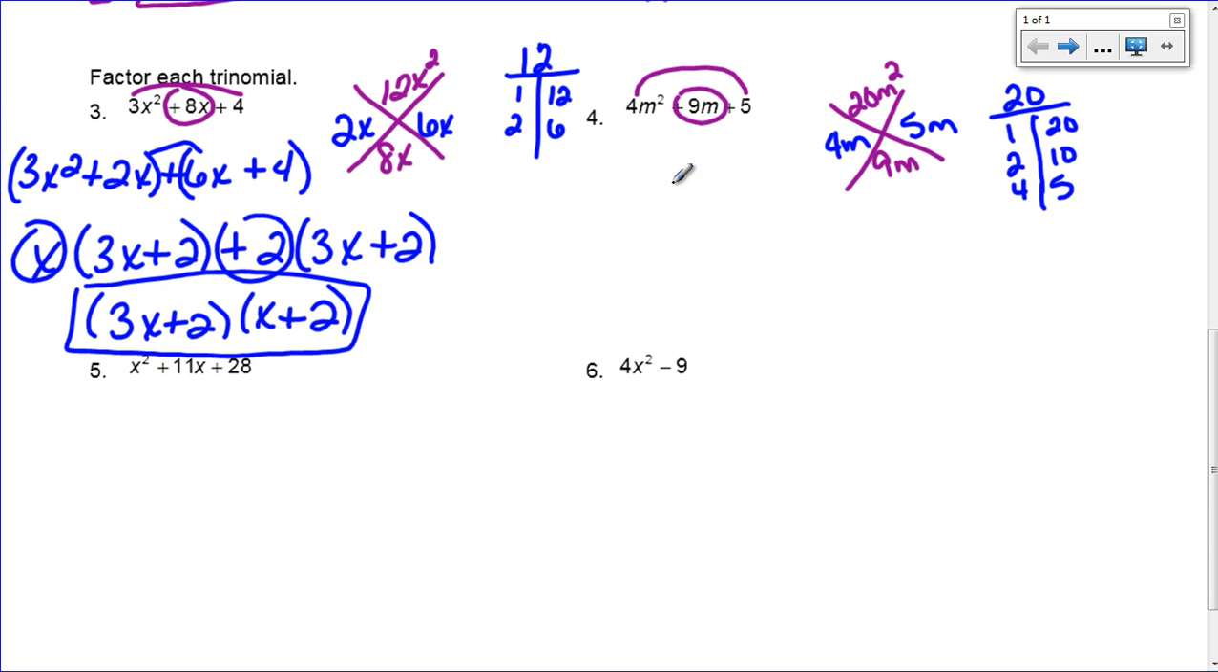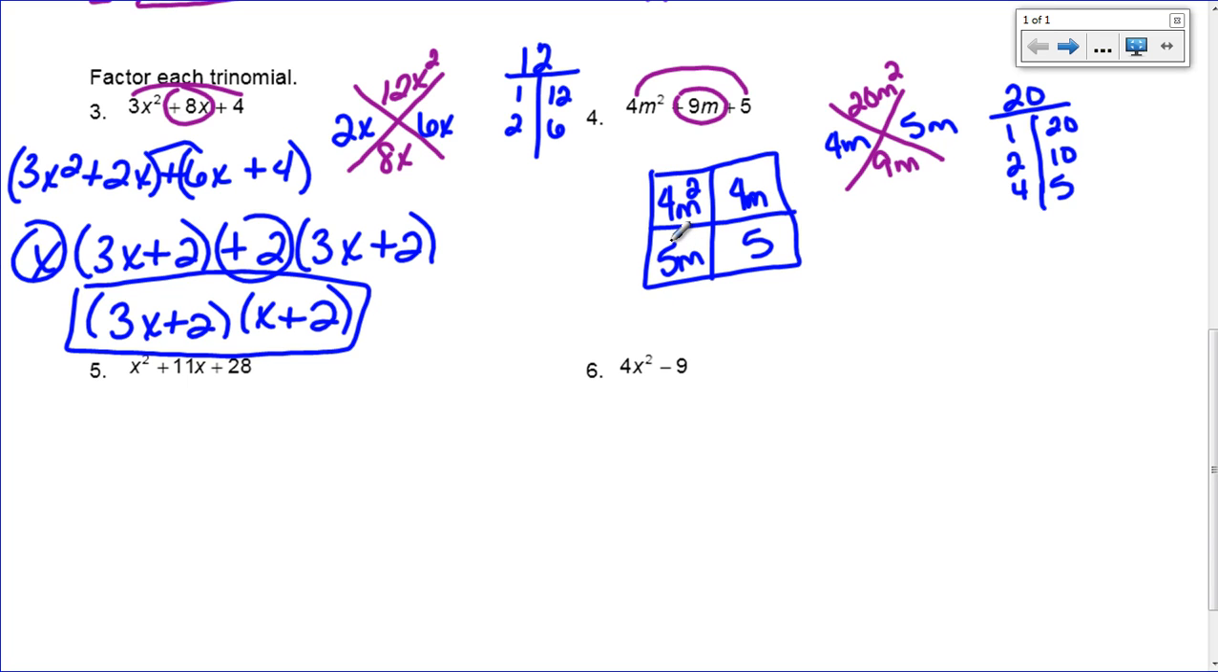Now the box method is very similar to the grouping method. It just takes up a little less space. We draw a box and split it into 4 pieces. The first term of your trinomial, 4m squared, goes here. The last term, 5, goes here. The two numbers you just came up with go in the other two boxes. It doesn't matter which goes where.